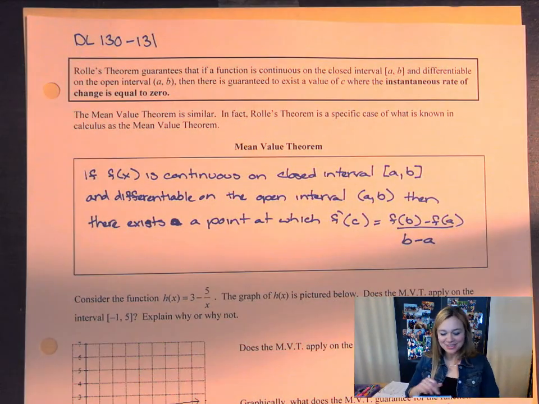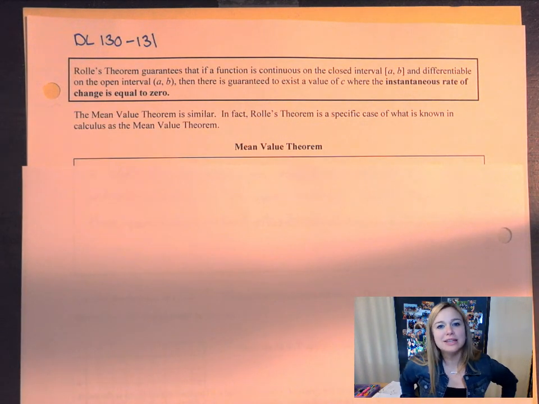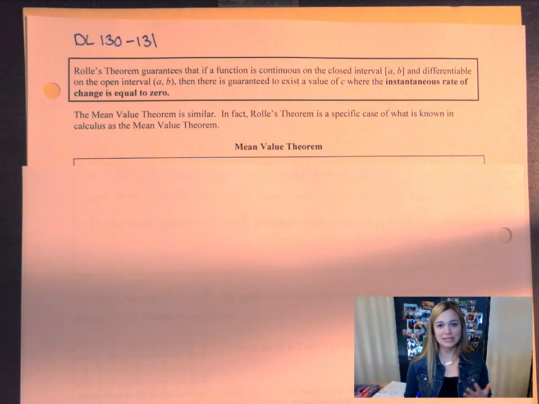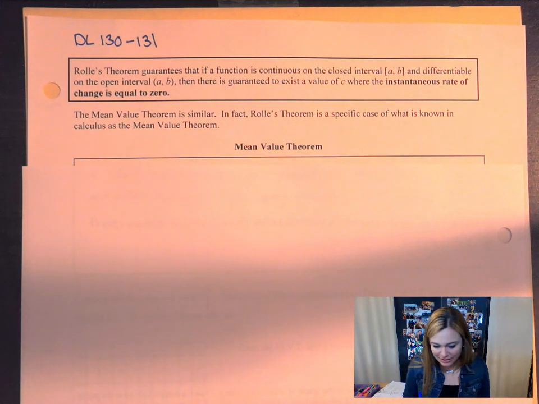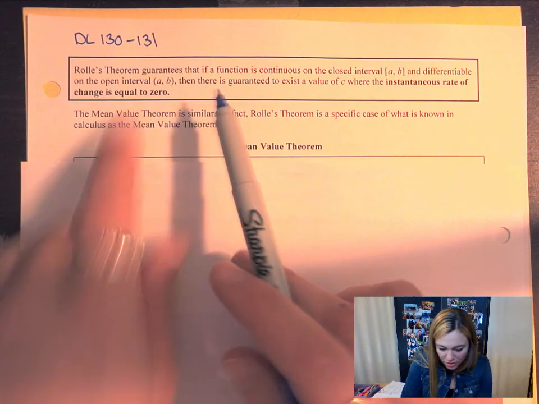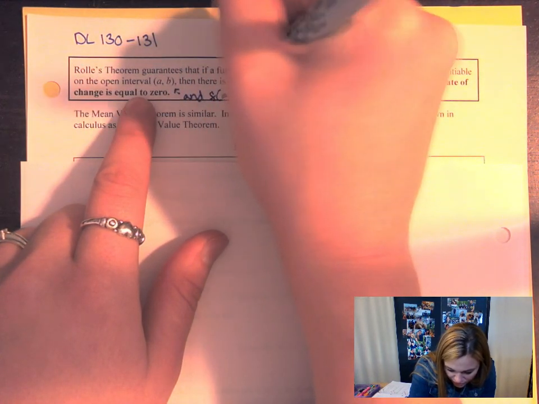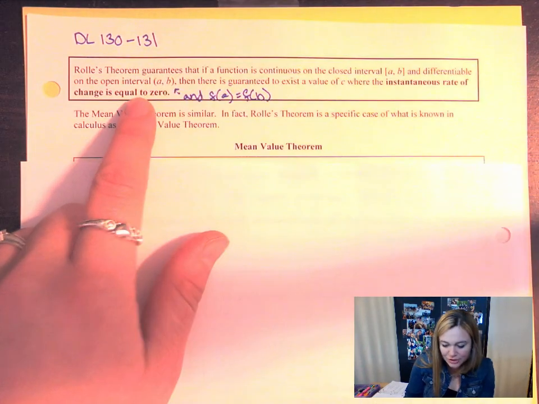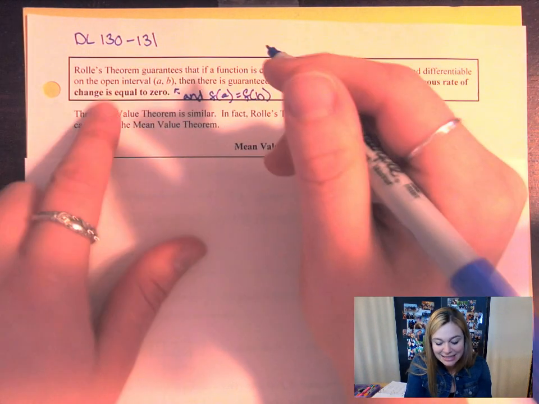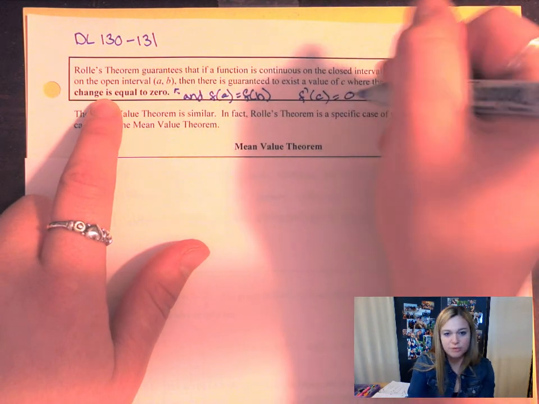Hi, so yesterday, or whenever the last time was that we talked together, you learned about Rolle's theorem. Rolle's theorem guarantees that if a function is continuous on a closed interval, differentiable on an open interval, and f of a is equal to f of b, really important, then there's guaranteed to exist a value of c in which the instantaneous rate of change is equal to 0. What that means is f prime of c is equal to 0.